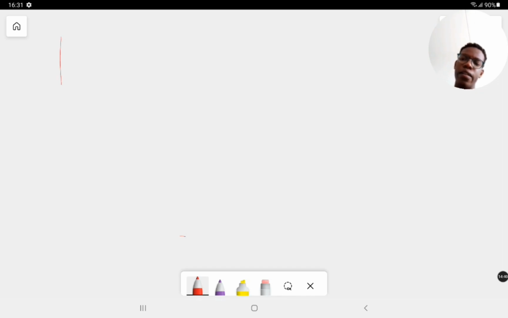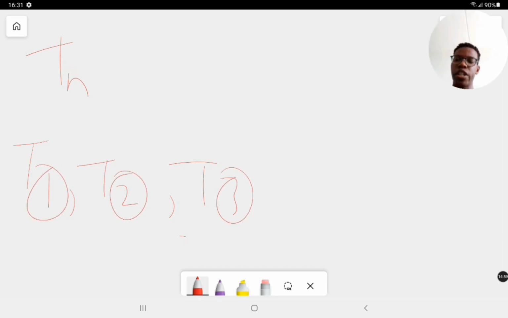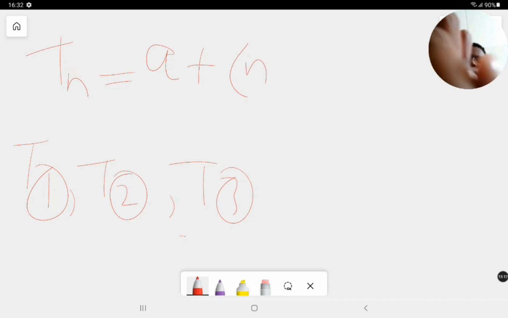You've got Tn, where n is the position of the term. Remember, I had T1, T2, T3, all of those things. This is what n is, it just shows you the position. So Tn, the position of the term and the value of the term, is as follows. Tn is equal to A plus open bracket n minus 1 close bracket times d. So this is the formula.